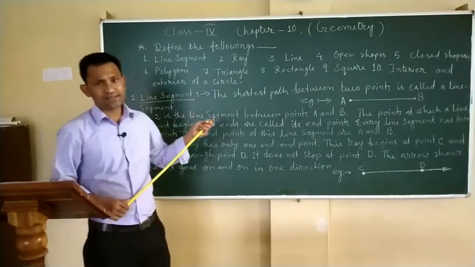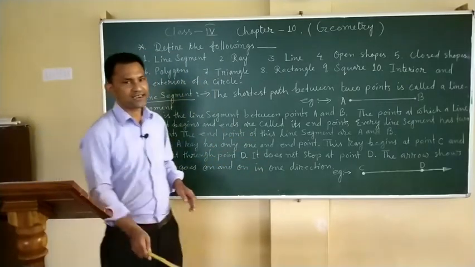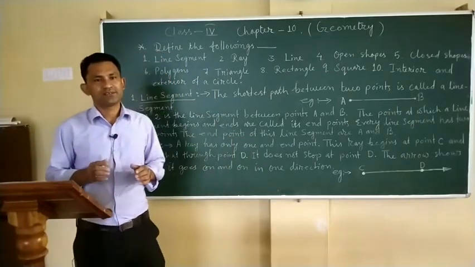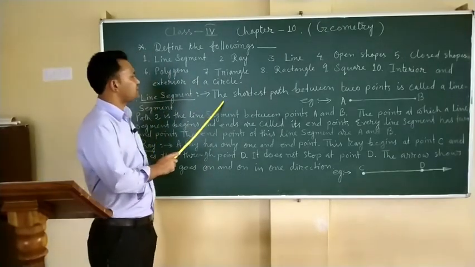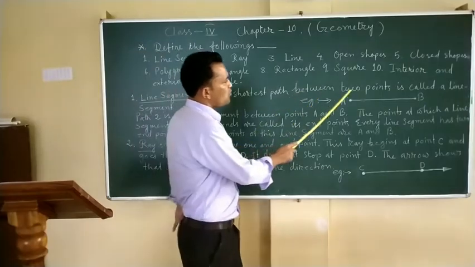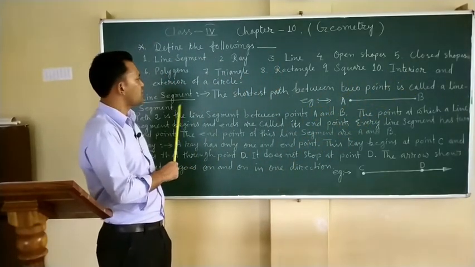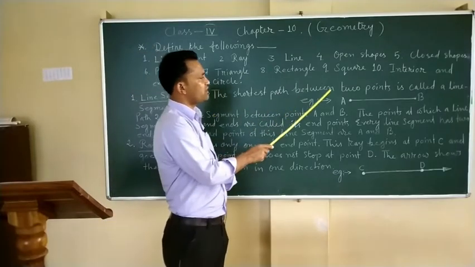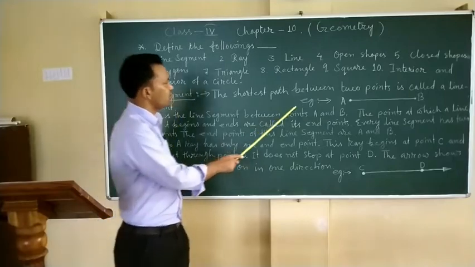So first of all, we will discuss line segment. My dear children, what is a line segment? The shortest path between 2 points is called a line segment.